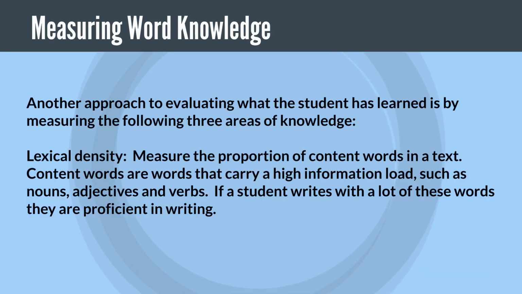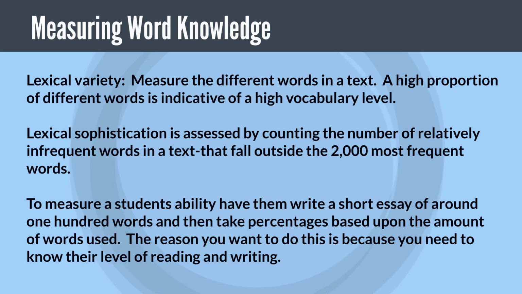Measuring word knowledge. Another approach to evaluating what the student has learned is by measuring the following three areas of knowledge. Lexical density measures the proportion of content words in a text. Content words are words that carry a high information load, such as nouns, adjectives, and verbs. If a student writes with a lot of these words, they are proficient in writing. Lexical variety measures the different words in a text. A high proportion of different words is indicative of a high vocabulary level.